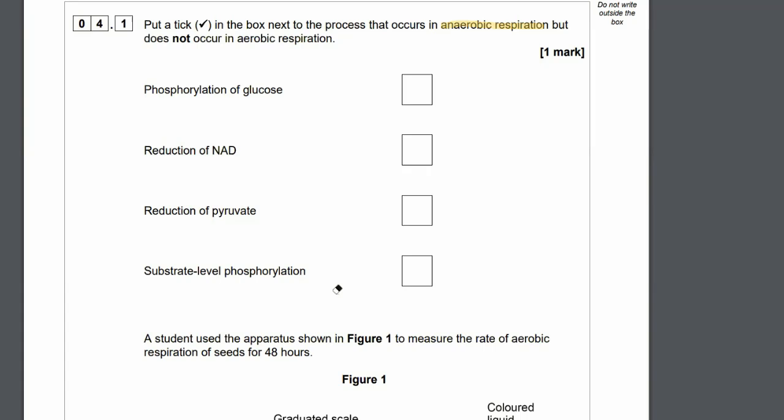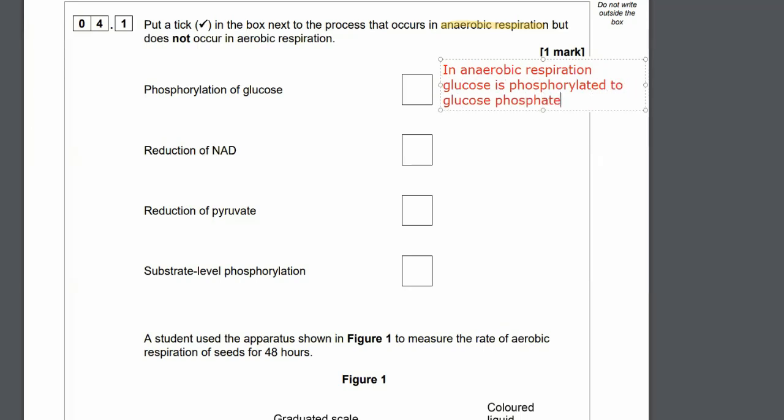I know that glycolysis happens before anaerobic and before aerobic. So phosphorylation of glucose does happen in glycolysis for both, so that's definitely not the answer. And then we've got the reduction of NAD. Does NAD get reduced in anaerobic but not in aerobic? Well, NAD definitely gets reduced in aerobic respiration, so that's not going to be an answer.